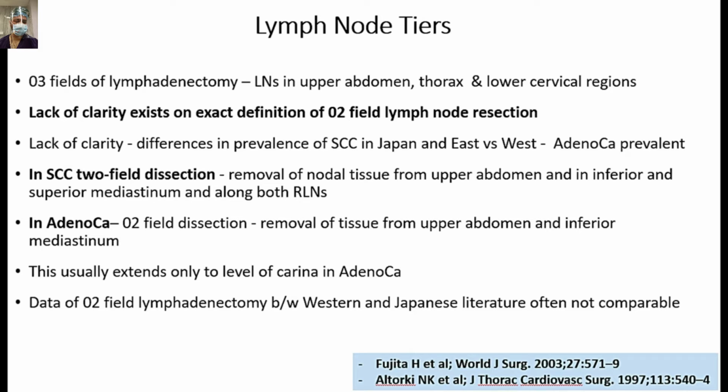In squamous cell carcinoma, two-field dissection is removal of the nodal tissue from the upper abdomen and inferior and superior mediastinum and along both recurrent laryngeal nerves. In adenocarcinoma, two-field dissection is removal of tissue from the upper abdomen and inferior mediastinum, that is below the carina. This usually extends only to the level of the carina in adenocarcinoma. Data on lymphadenectomy between Western and Japanese literature is often not comparable, and that is a big hurdle to define these tiers.